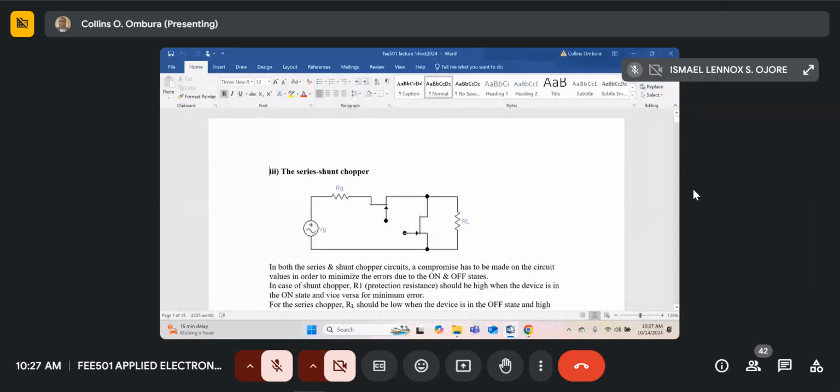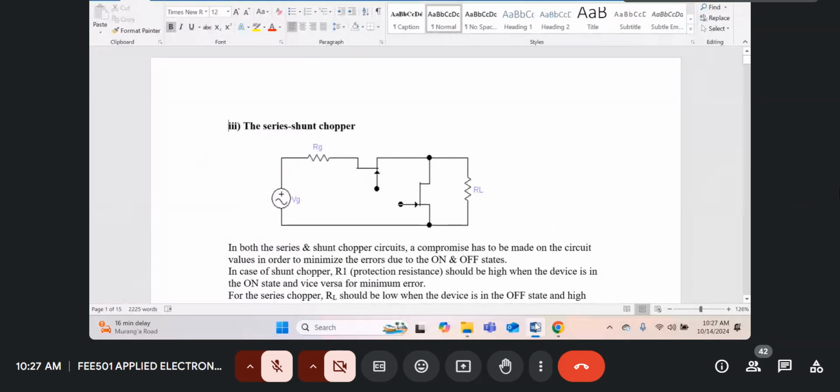So in that chart, or in that table, we had rows for shunt chopper and series chopper, their on and off errors. And that was for the case whereby RG, the generator resistance, was equal to 0 for various values of load resistances. So the load resistances typically are the input to the AC amplifier.